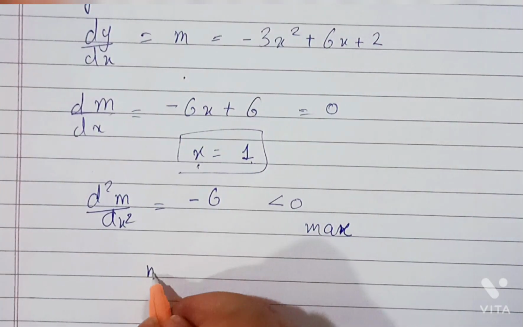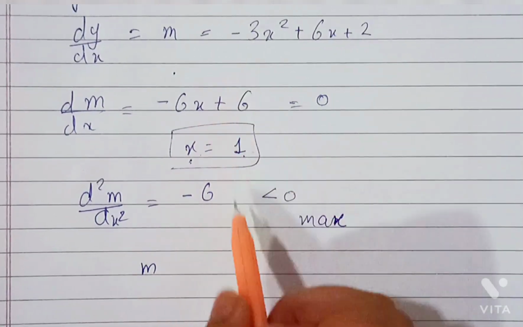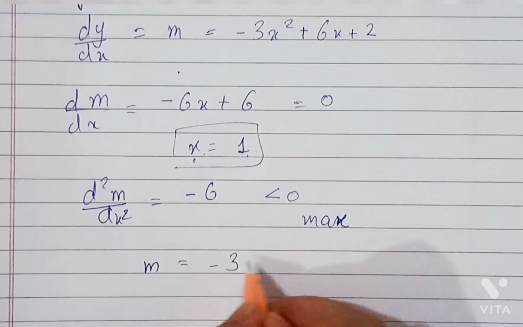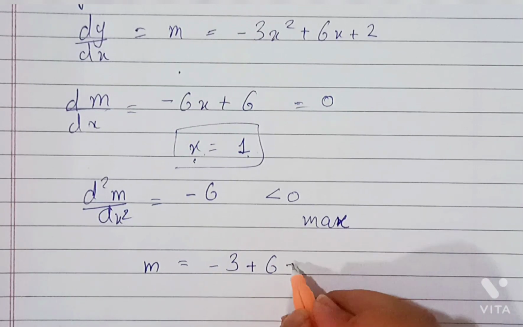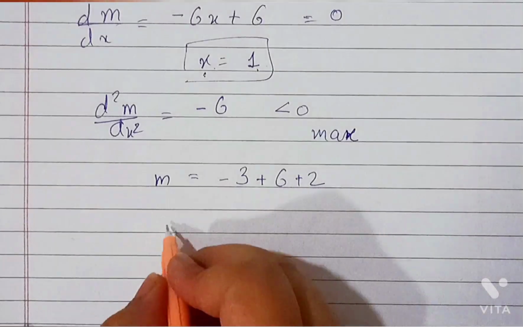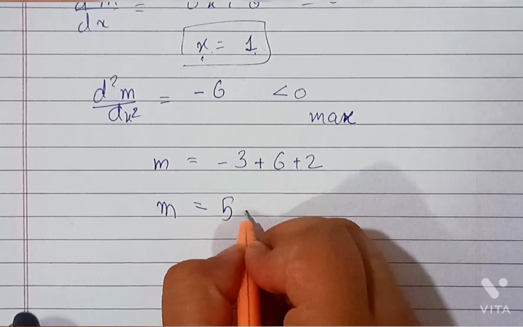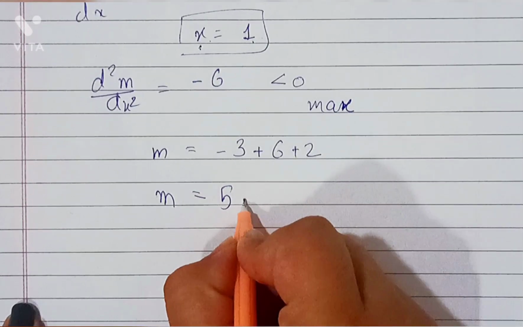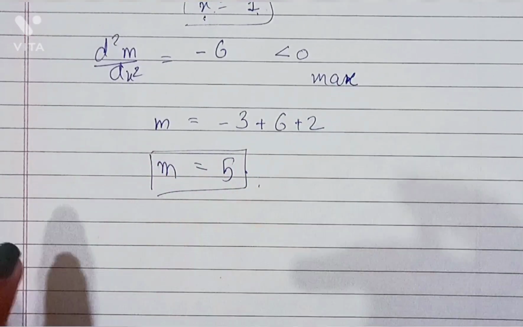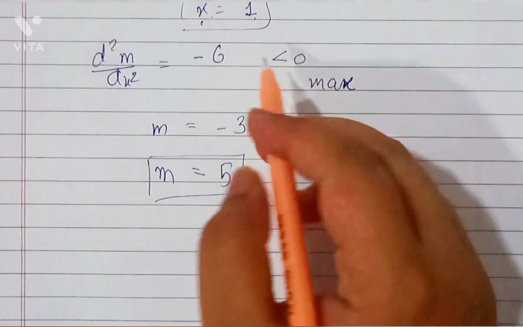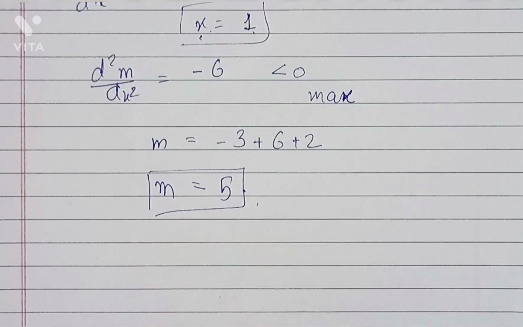Right, so we'll put x equals to 1 in our slope. So that is minus 3 plus 6 plus 2. So from here we'll get m equals to 5. Okay, so we could write our maximum slope will be equal to 5 at x equals to 1. So this is our required answer.